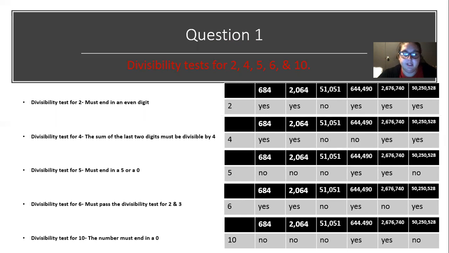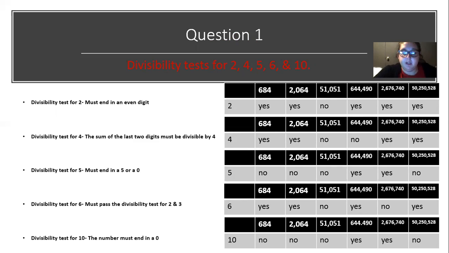Now, the divisibility test for 5 is that the whole number must end in a 5 or a 0. So out of these set of numbers, the only ones that are going to be divisible by 5 are going to be 644,490 and 2,676,740.